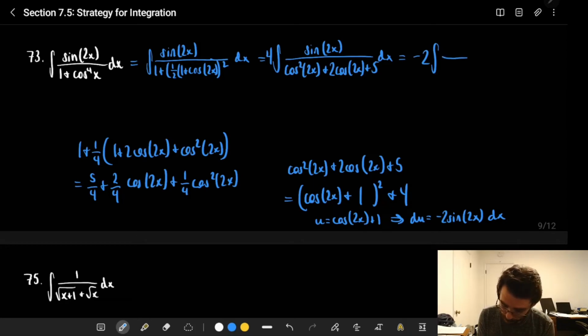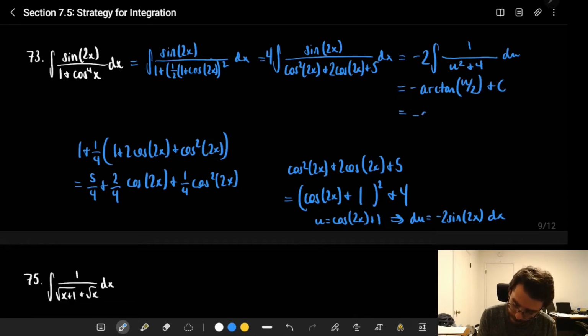And then on the bottom, this is now u squared plus 4. We already said the remaining pieces are du. Yep, that works. And then that is an arctan. Because of the 4, you'll have a 1/2. So it'll cancel with the 2, and you'll just get negative arctan of u over 2. Plug back in for u. What was u? U was cosine 2x plus 1.